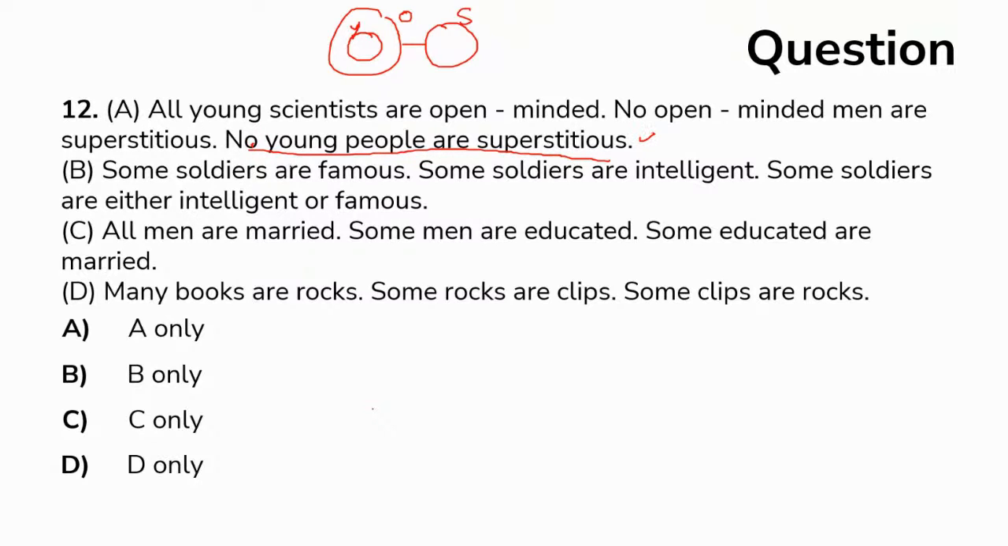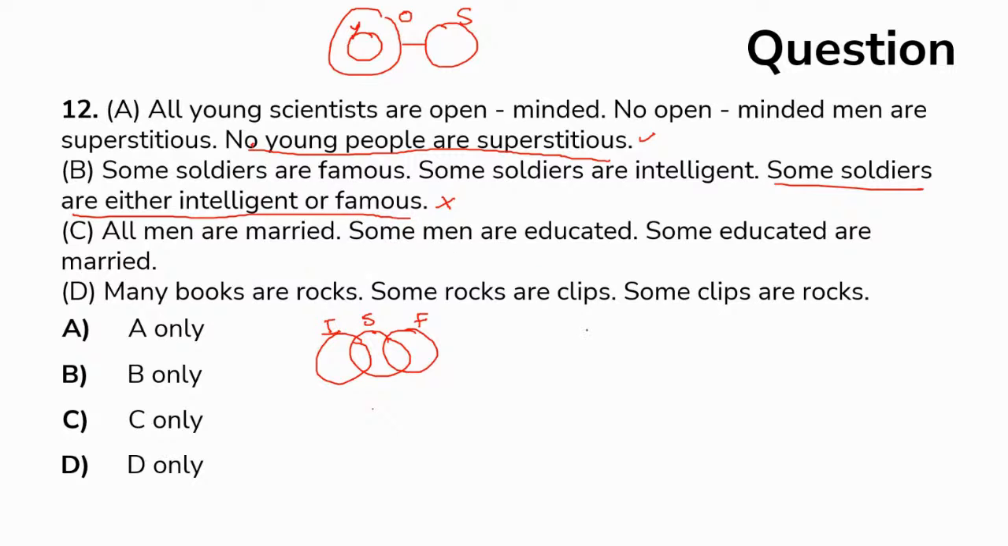And some soldiers are famous, and some soldiers are intelligent. Some soldiers are either intelligent or famous. But think of this, there is a gap in between. A few soldiers are not both of them. Either intelligent or famous cannot happen. So in that case, a soldier should be either intelligent or famous. That is what it means, so that is not the case.